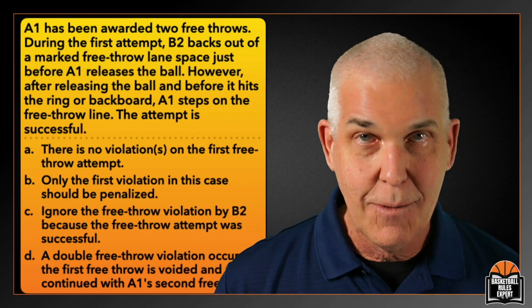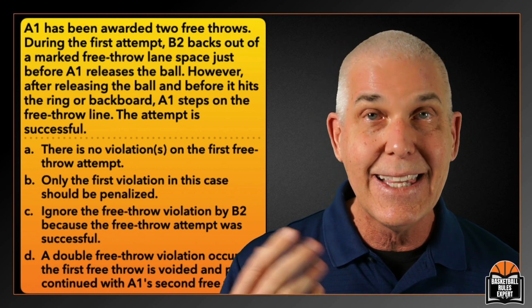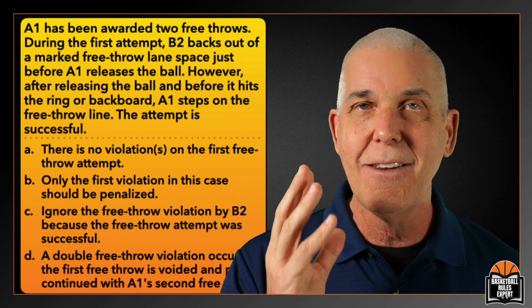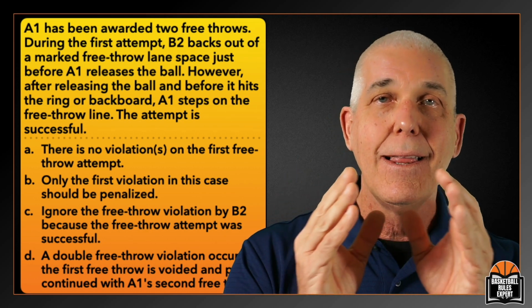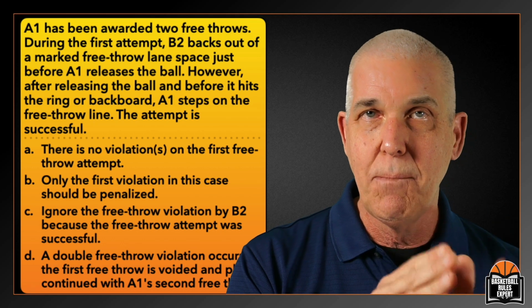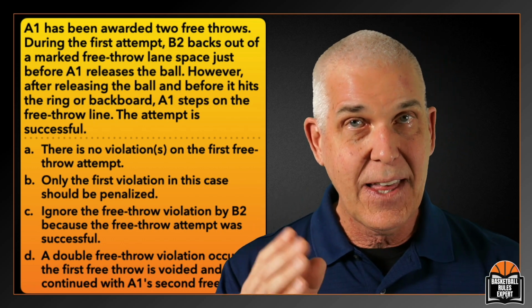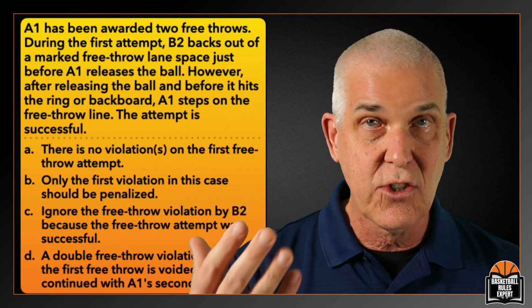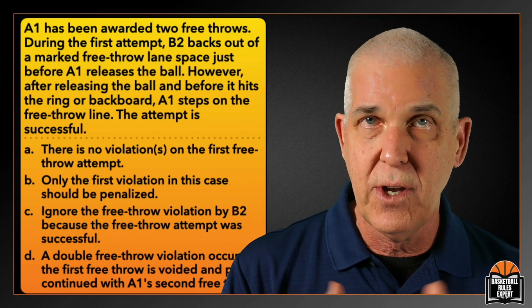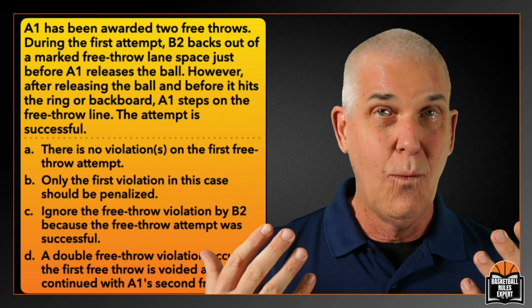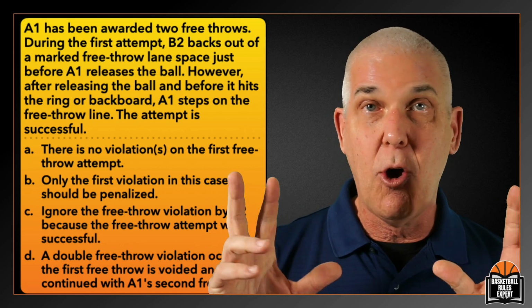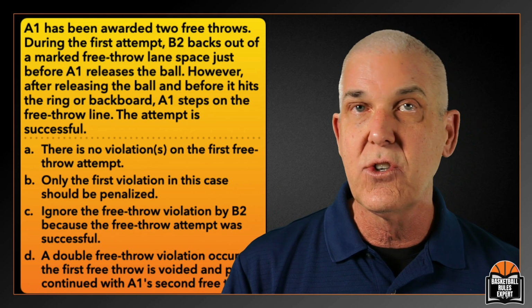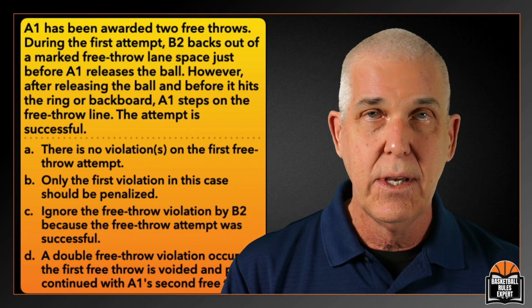We are encouraged by the National Federation of High School in this situation to always evaluate whether the violation by the opponent led to the violation by the thrower. And if that's the case, distraction or disconcertion should be ruled and a substitute free throw shall be awarded. Now, we can use our judgment in this scenario. It's not automatically, well, he violated, so therefore we're going to rule disconcertion.